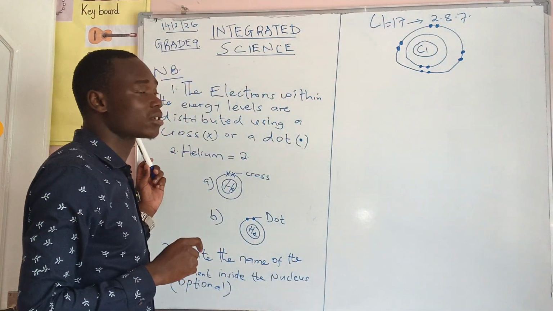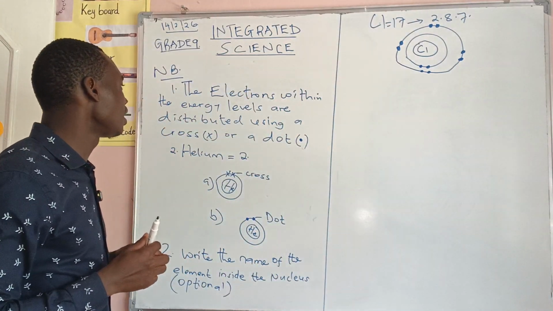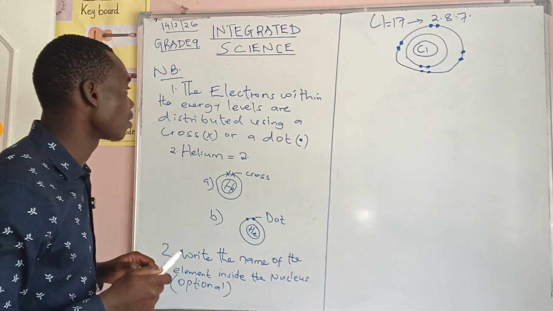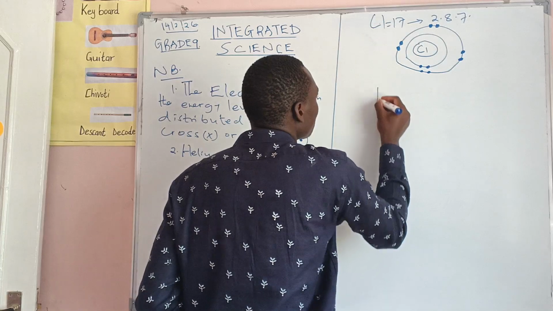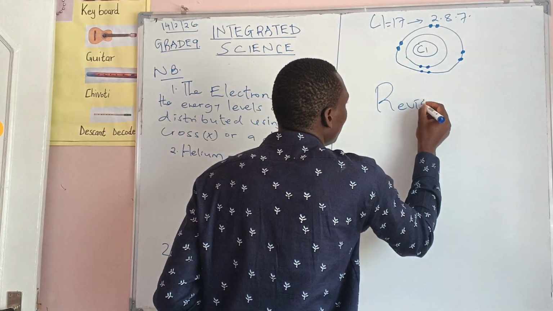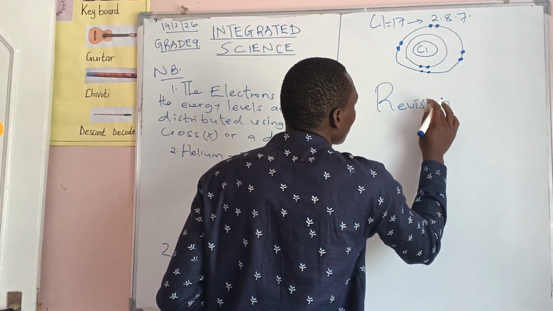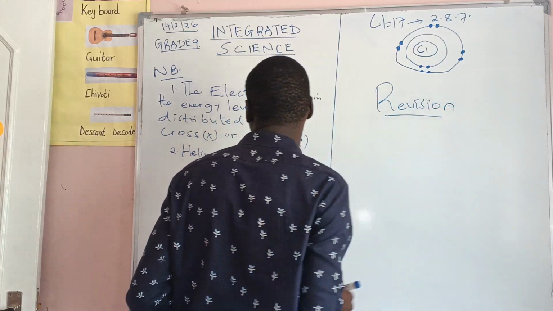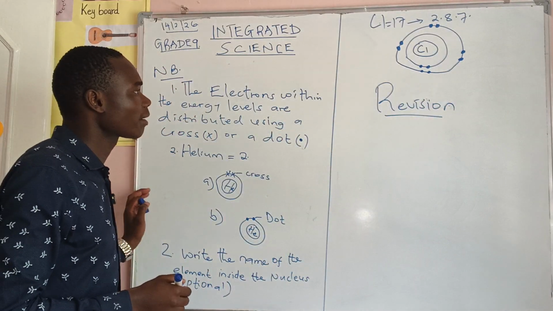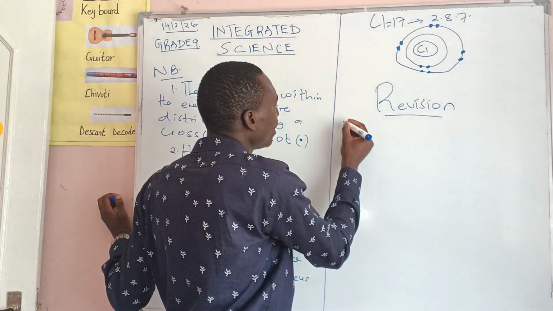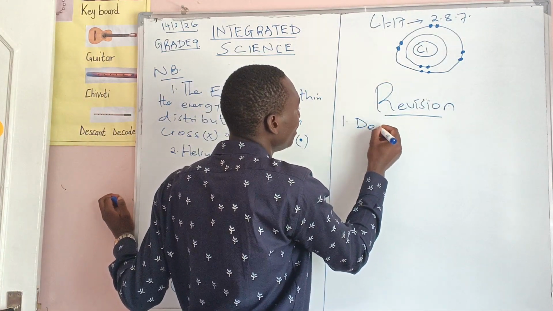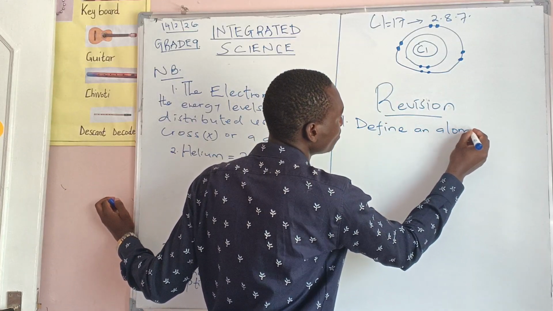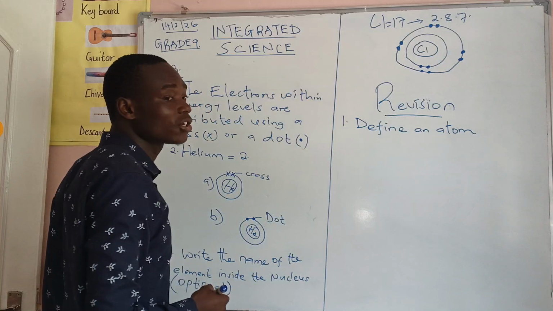Now consider this, the first one, that the electrons within the energy levels are distributed using crosses or dots. Now, I want us to talk about revision under the subtopic. Revision under the topic or subtopic. Now, I want you to understand the meaning of an atom. Define an atom.